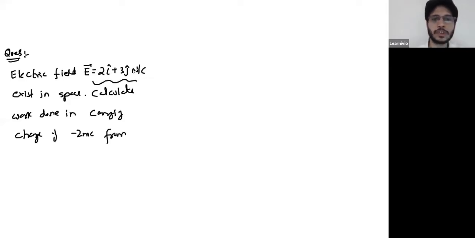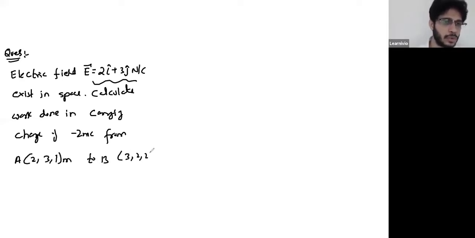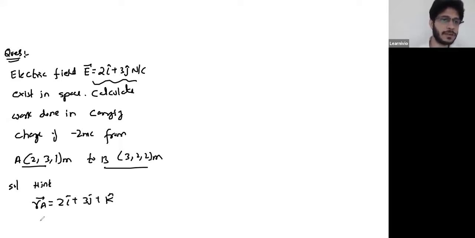So your field is uniform. There is no x, y, z or t dependency. This is uniform field. From point A, which is 2, 3, 1 meter, to B, which is 3, 2, 2 meter. So if I'm giving some hints, point A is given, that means position vector of A is given, which is 2i cap plus 3j cap plus k cap. If B is given, then B's position vector is given. This is 3i cap. We have done this thing in Coulomb's law in vector form. We have done these type of numericals in calculations of Coulomb's law in vector form.